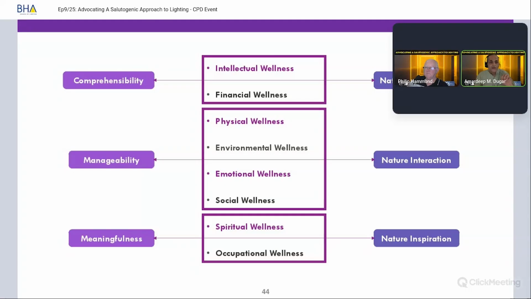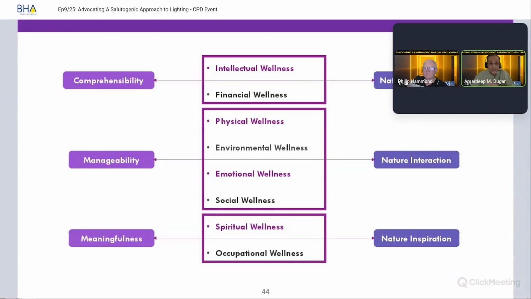Then I tried to bring these dimensions of wellness into this whole conversation. This pairing of comprehensibility and nature incorporation suits well with intellectual and financial wellness. Manageability and interaction suit well with physical, environmental, emotional and social wellness. And this combination of meaningfulness and inspiration fits well with spiritual and occupational wellness.